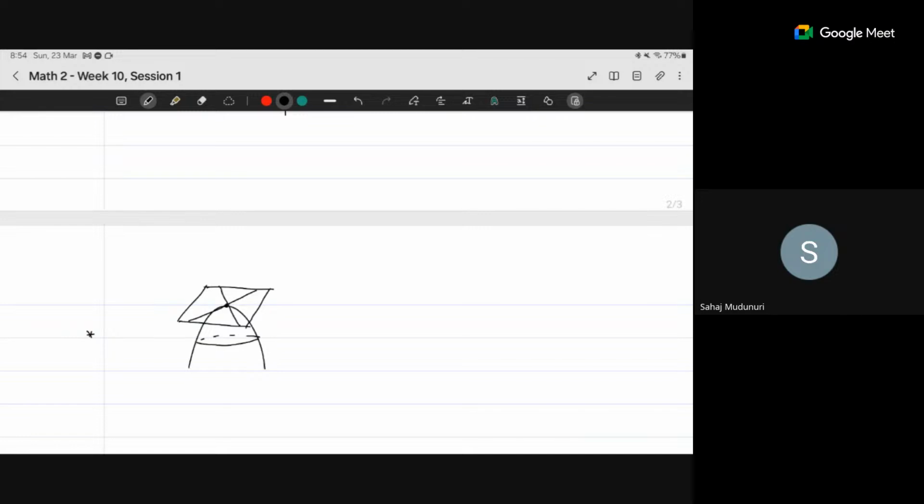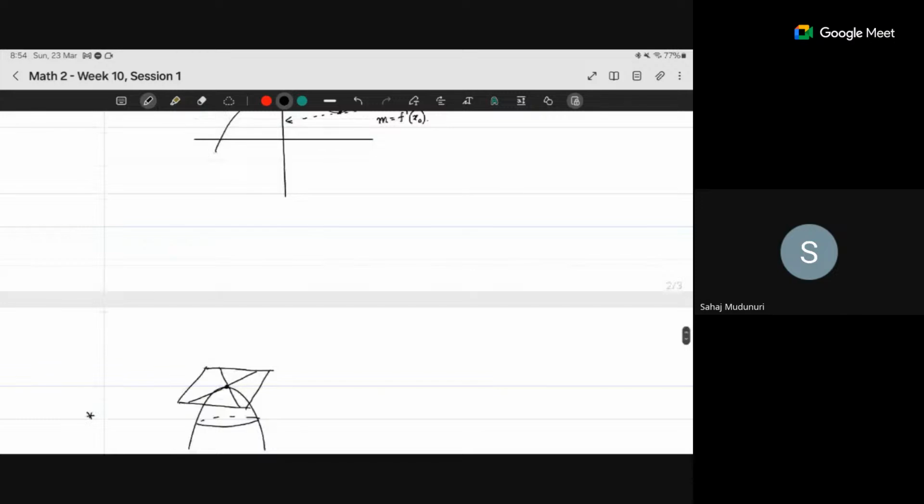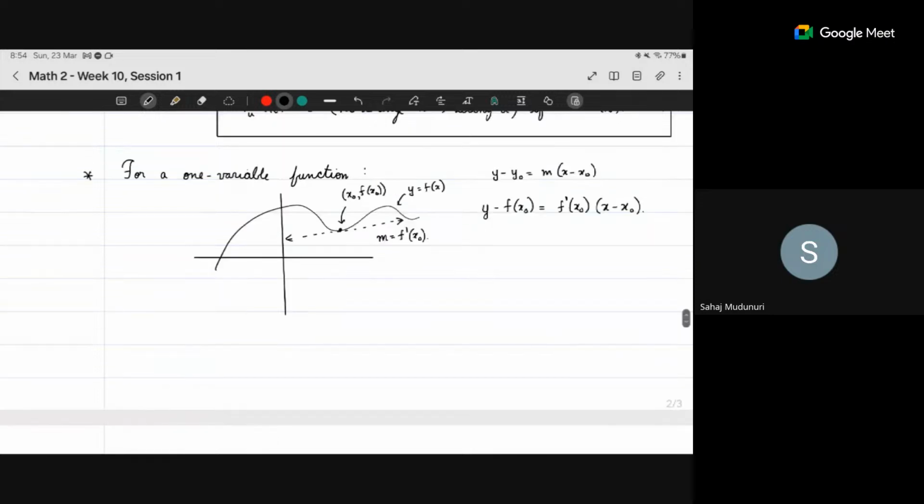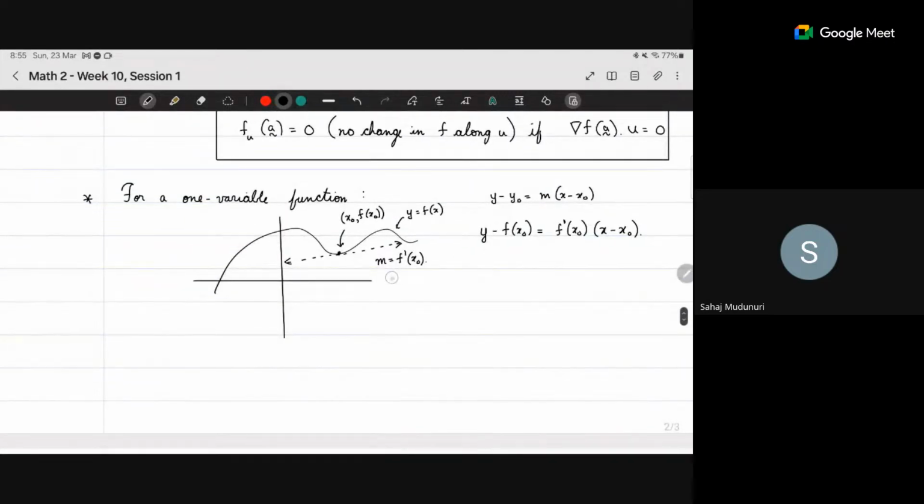So we want to get to know what the equation of such lines is. At a given point, there are infinitely many such lines because there are infinitely many directions, correct? But in the one-dimensional case, there was just one tangent line, and this is what we wrote it as.